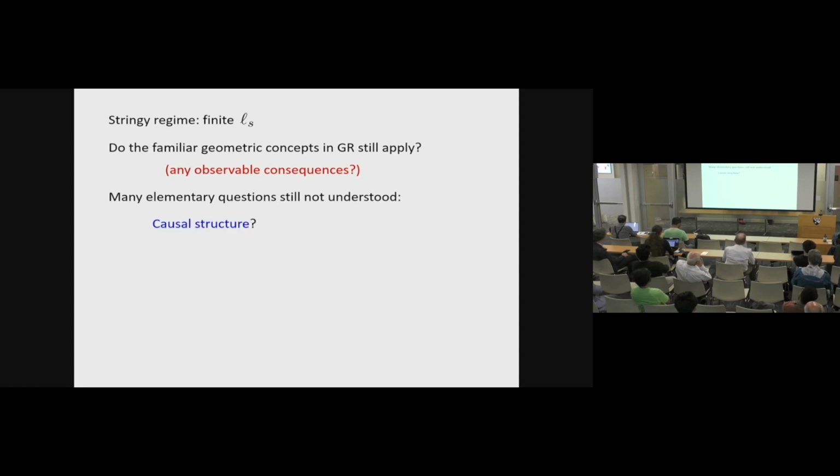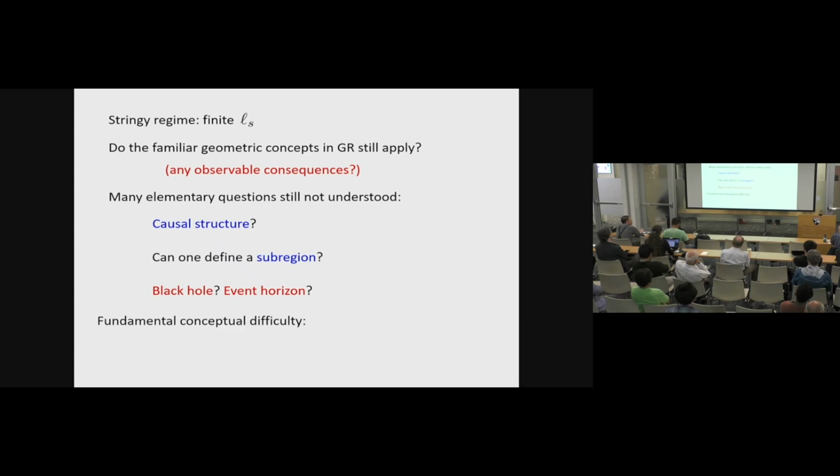For example, how do we actually define the causal structure in string theory, in this regime of finite string length? To talk about the causal structure, you actually need to talk about a sub-region, because you have to define things to be causally connected or disconnected. How do we define a sub-region, and then how do we define a black hole or even a horizon in string theory? It turns out that these have been very difficult questions in string theory. Studying black holes in string theory is technically very complicated, but there are also fundamental conceptual difficulties. It's because string theory, as currently formulated, is mostly a scheme to calculate scattering amplitudes.